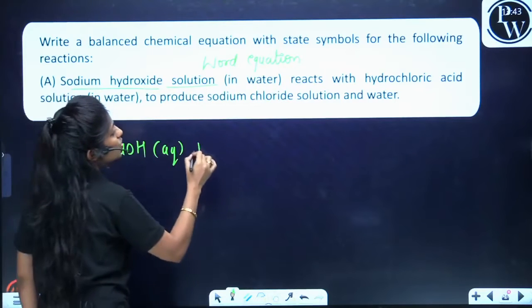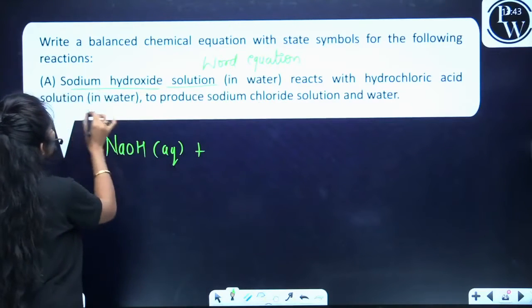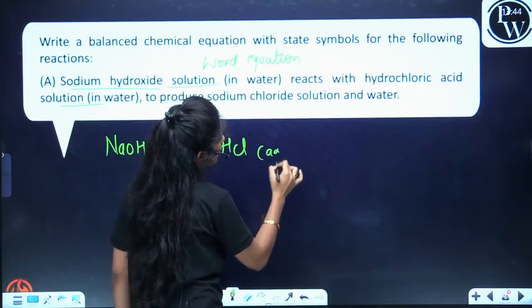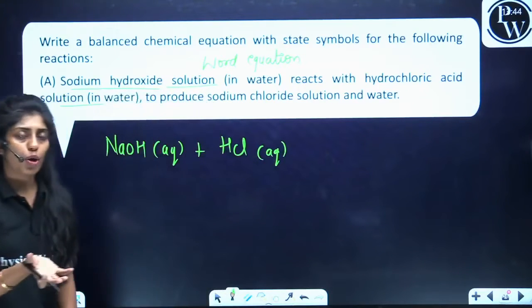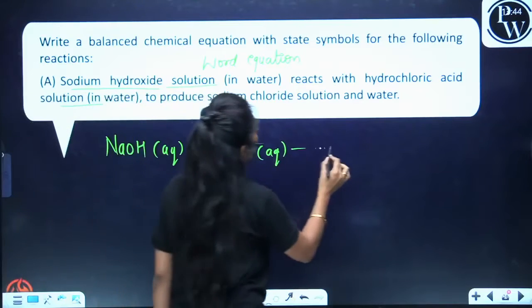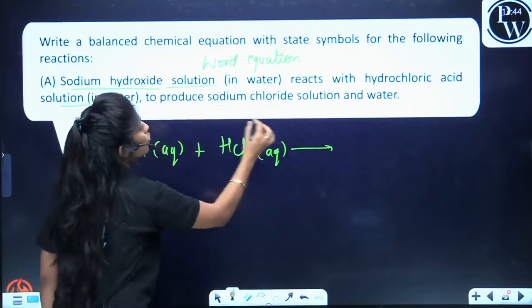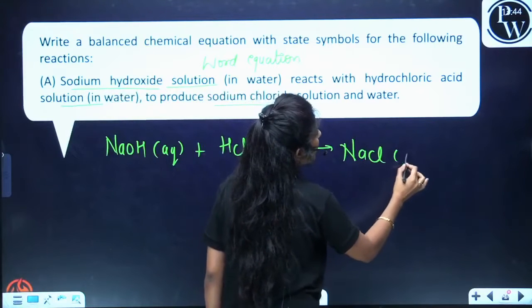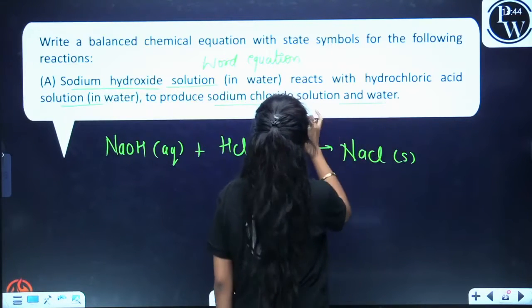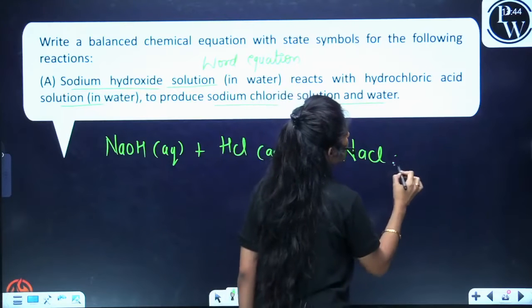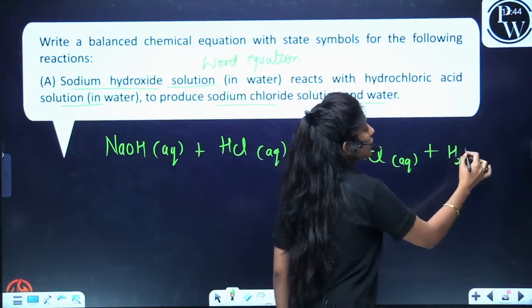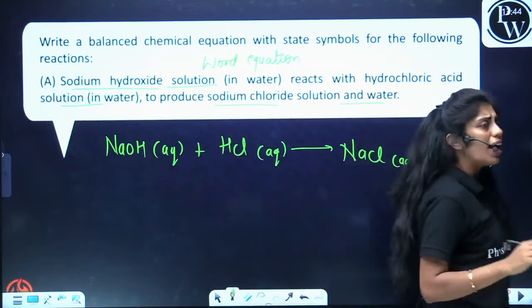Next we have, it reacts with hydrochloric acid solution. That means HCl is also in aqueous state, that's the dilute form. So it will be producing, what is written? Sodium chloride. Sodium chloride is nothing but NaCl, that is a salt. If it is written as solution, it will be aqueous. And water, water is a liquid. Great to go. You have to balance this.